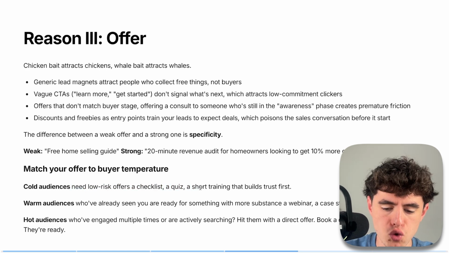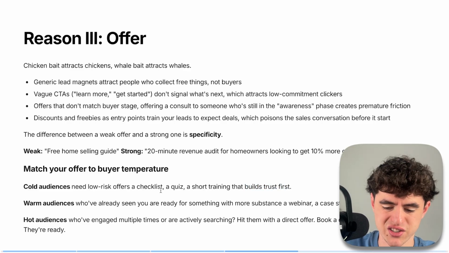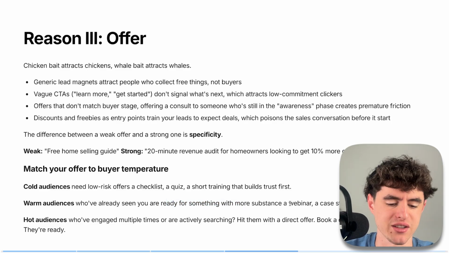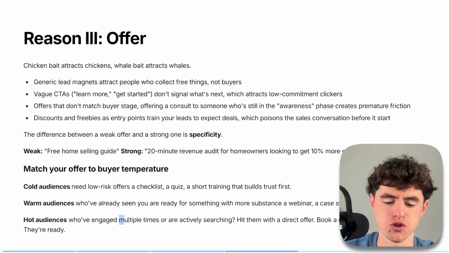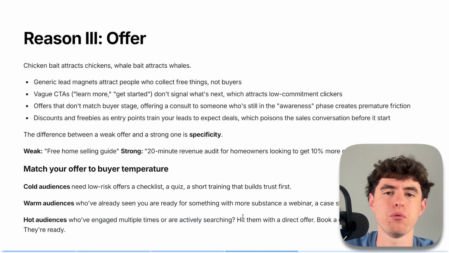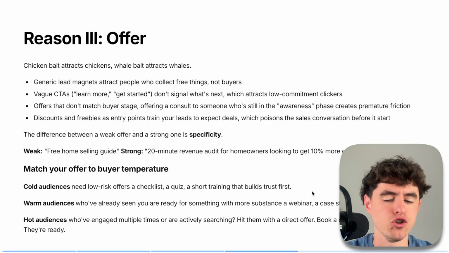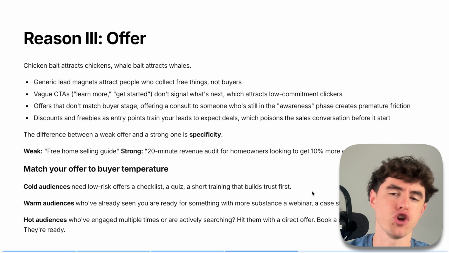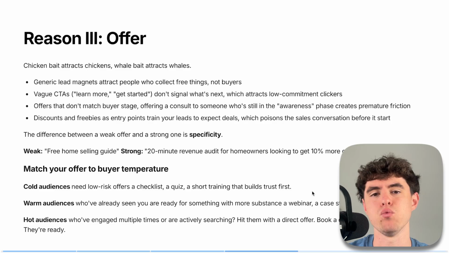Cold audiences need low-risk offers, like a check, a quiz, etc., or a short training that first builds trust. But warm audiences who have already seen you are ready for something of more substance, like a webinar, a case study, a free audit, etc. And hot audiences who have engaged multiple times, who are actively searching, you want to hit them with a direct offer: start a trial, get a quote, book a call, because they're ready to move now. And you need to have different ads for different stages, for different audiences in the pipeline. If you don't know who your audience is and where they're at in the buyer phase, you're simply going to keep attracting the worst leads possible.